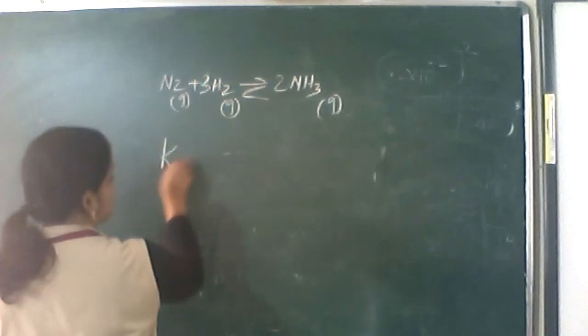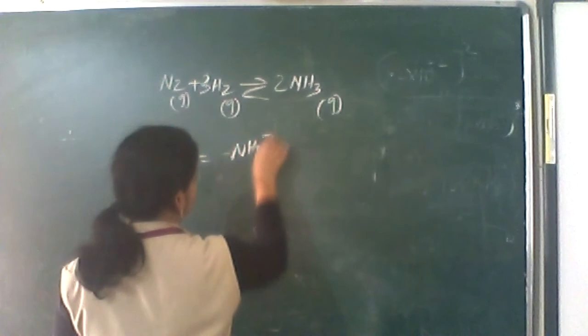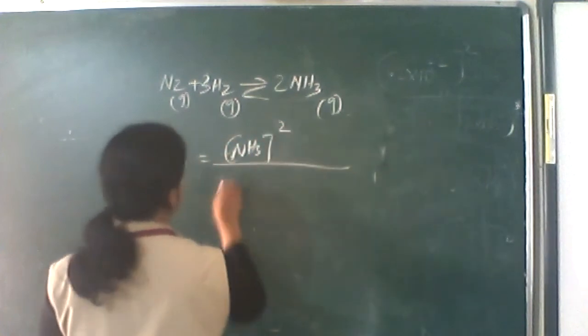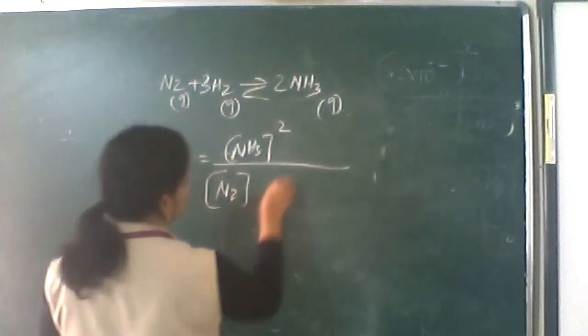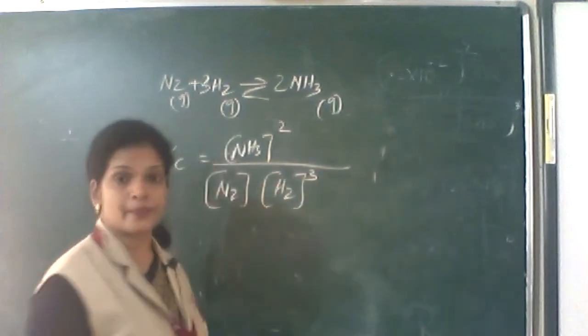Kc is equal to NH3 whole square divided by N2 into H2 cube. This is Kp. This is Kc.